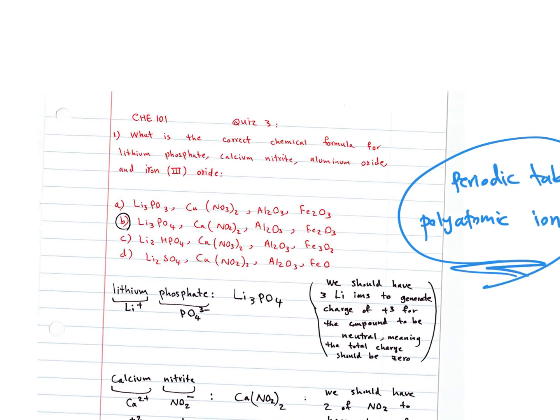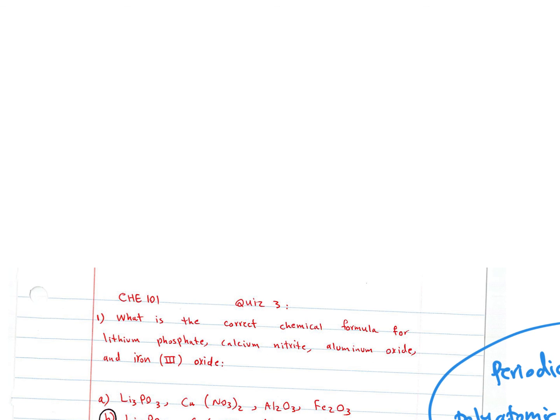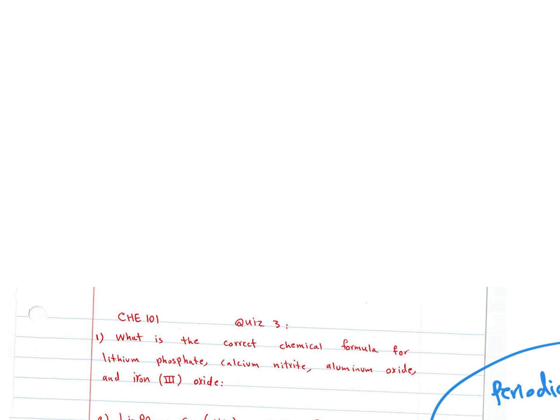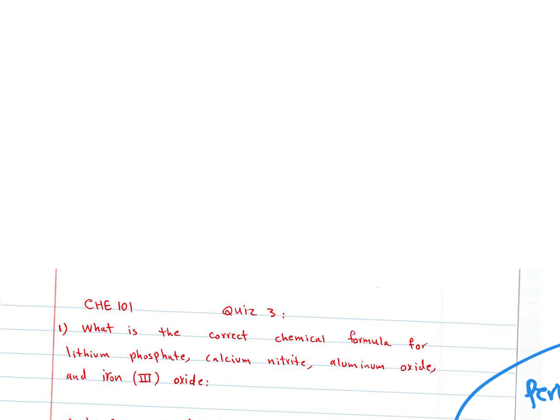So if I ask what is the correct chemical formula, and I hide the correct answer, okay, if I ask you to write lithium phosphate, how would you solve the problem? So what is lithium? Lithium is Li, but if it's in an ionic compound, what charge would that have? Positive, exactly, positive one, right?